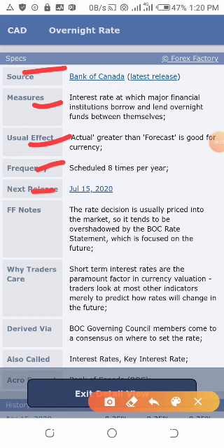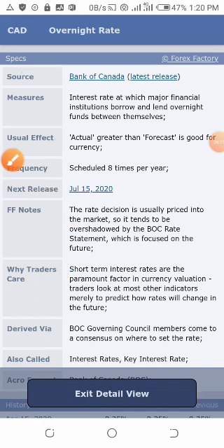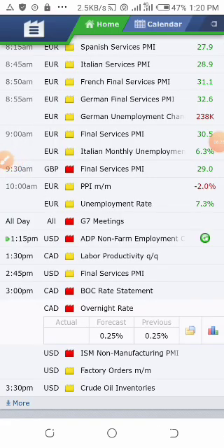All right, why should a trader care? The FF note, the forex note. And then we have where it is derived from: BOC Governing Council. BOC is Bank of Canada. Remember, we are talking about Canadian dollars. All right, so it's that simple. So you just hit exit after going through this news.